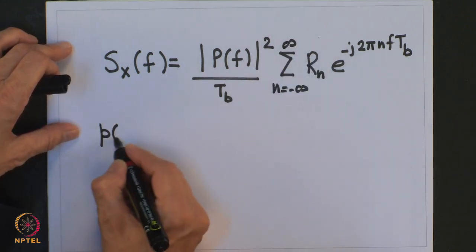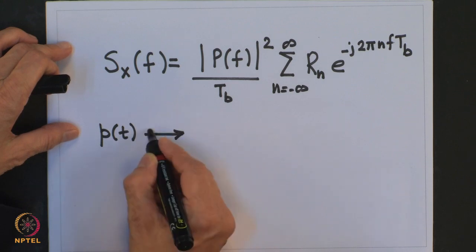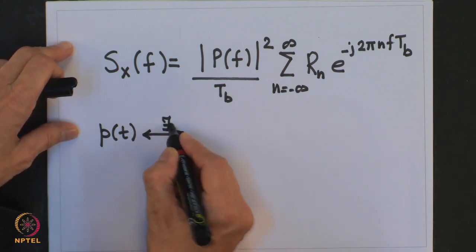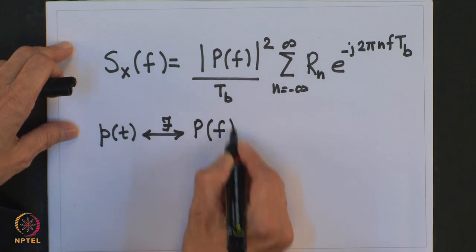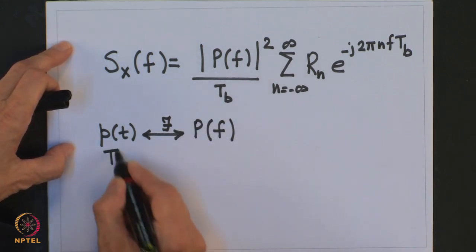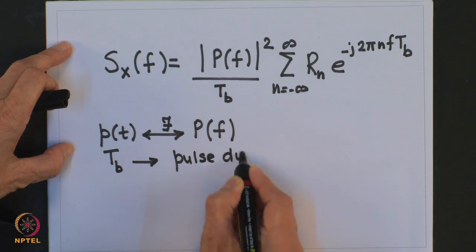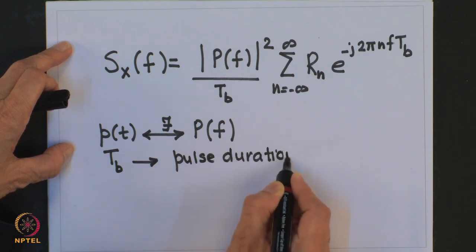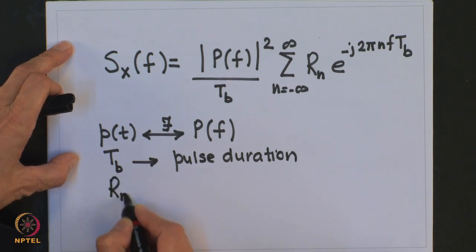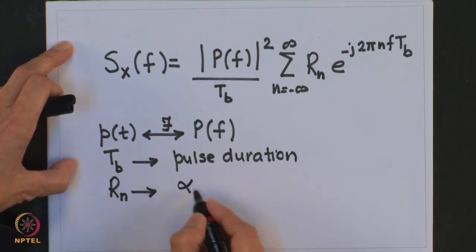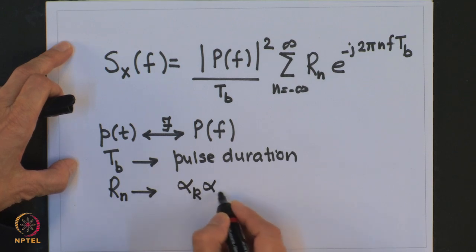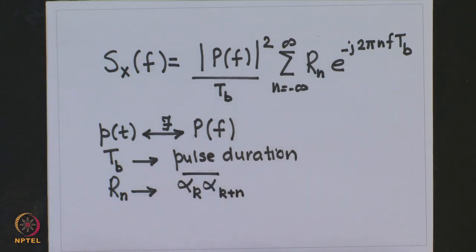Where p(t) is the pulse which you choose for your transmission and its Fourier transform pair is P(f), Tb is the pulse duration, and R(n) is the autocorrelation function of the discrete sequence alpha k, which is the amplitude sequence corresponding to the choice of a particular line code.